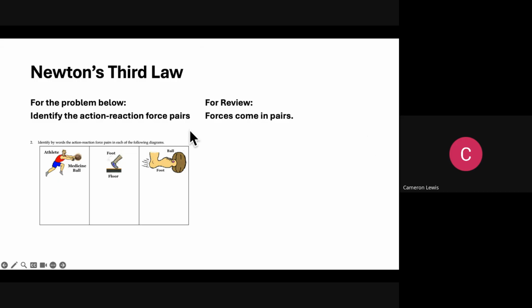Let's look at this problem. If we can say that forces come in pairs, we can describe motion in a pair type of way. So let me do the first one. Let's say the athlete throws the medicine ball. That's just what we see, the verbiage. The verb is throw, or let's say push. Let's say athlete pushes medicine ball. What would be the equal but opposite reaction force?